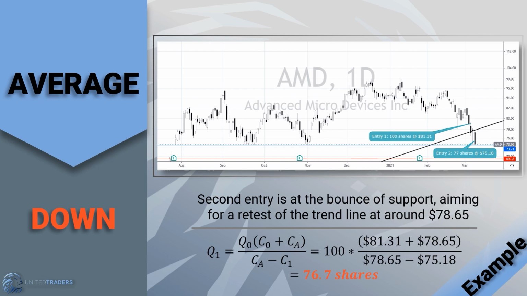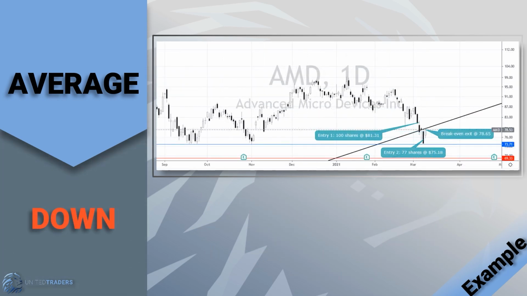Unfortunately, the stock continues to fall, breaking through trendline support, but bouncing off the next horizontal level of support, providing an area where the trader can double down on the position. The trader then exits near trendline resistance for a near break-even trade.